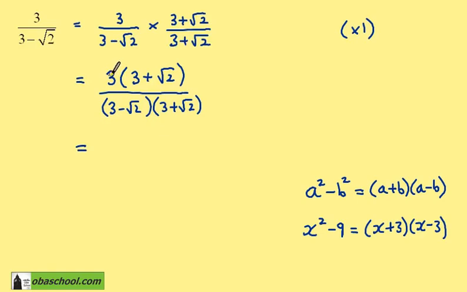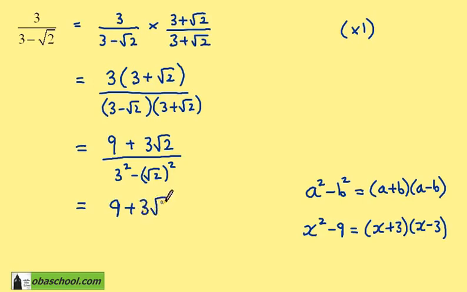Expanding the top, 3 times 3 gives 9, 3 times root 2 gives 3 root 2, and now looking at the bottom, it's a difference of two squares, so we'll get 3 squared take away root 2 squared. So we have our 9 plus 3 root 2, and on the bottom we get 9 take away 2, which is 7.